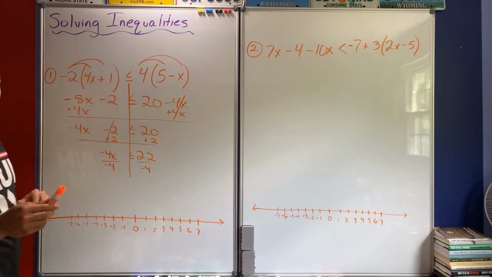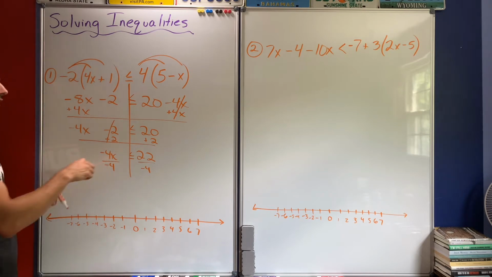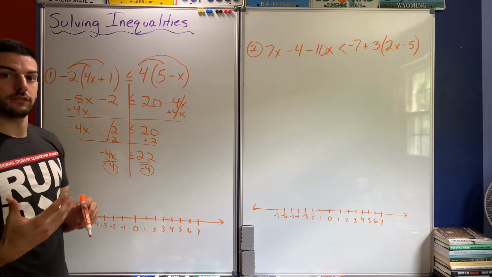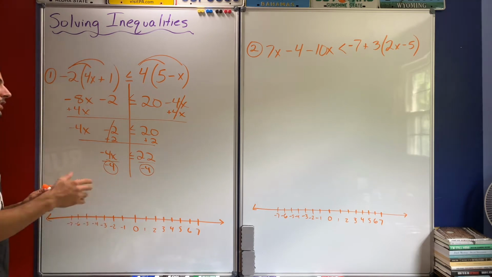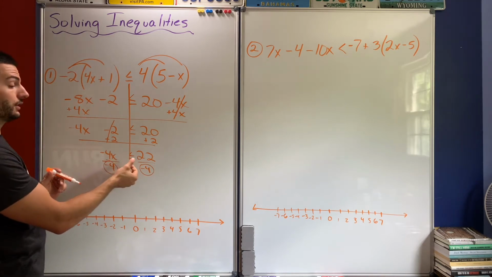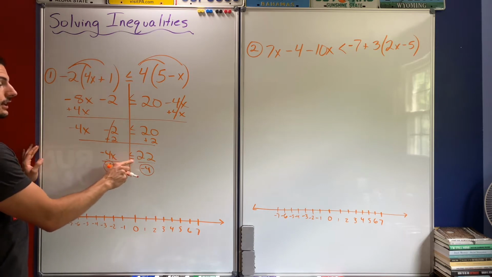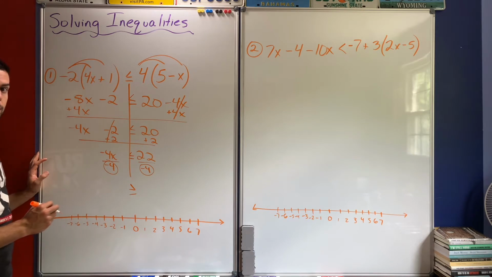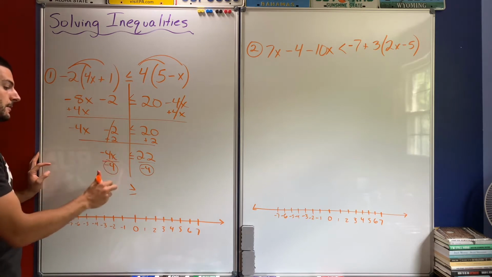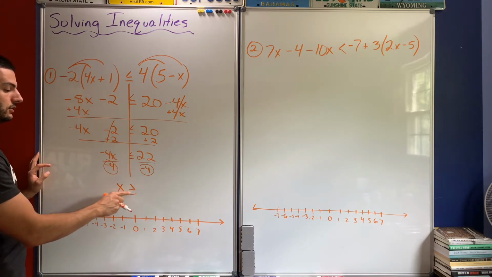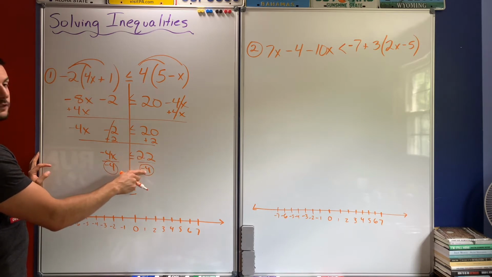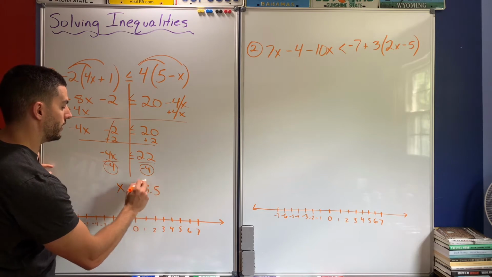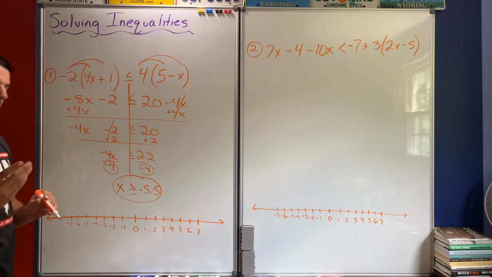Okay, but remember, your rule with inequalities is when you divide or multiply by a negative on both sides, that means the sign is going to flip. Okay, so it was less than or equal to, and for my answer, it's going to be greater than or equal to. So be on the lookout for that. Okay, but my final answer is x is greater than or equal to 22 divided by -4, which ends up giving me -5.5. Okay, a decimal, but that's all right.